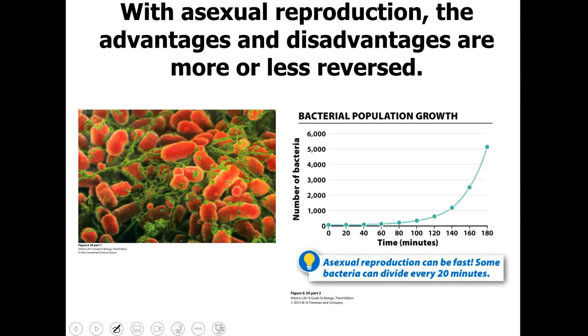Now, going into asexual reproduction, the advantages and disadvantages are going to be more or less reversed. It doesn't take a lot of time. They don't have to find a partner. They can reproduce very quickly, but they're going to be genetically identical. So if they come across an environmental problem, that organism may or may not survive it. If it comes across, let's say, a certain cleaner or something, that organism, if it's susceptible to that cleaner, like with this bacteria, then it might not survive.